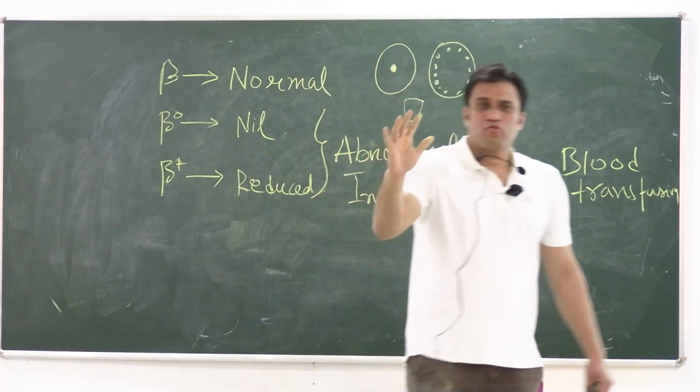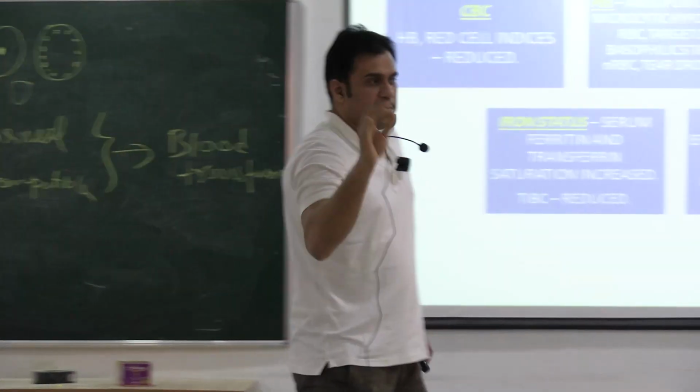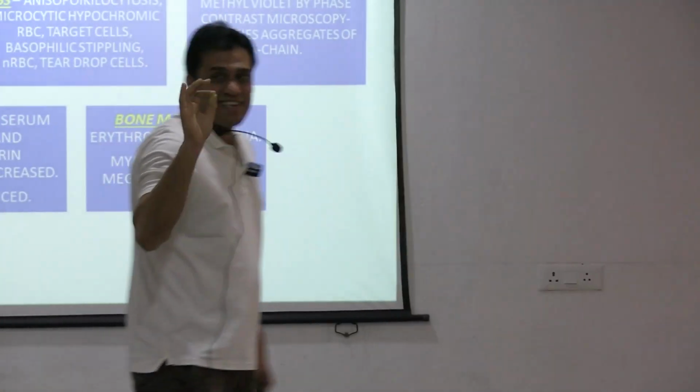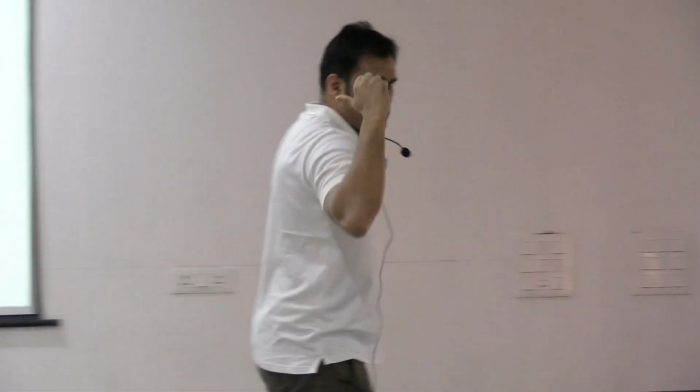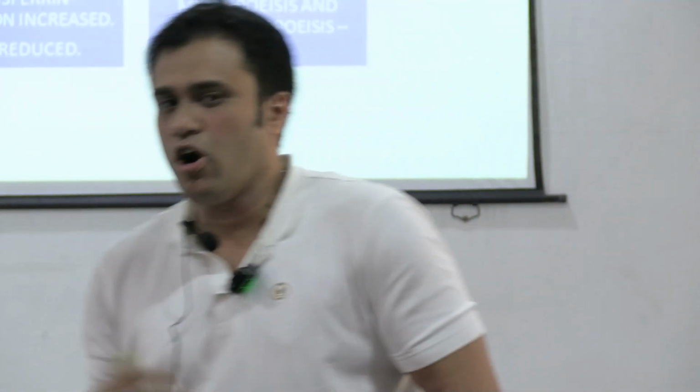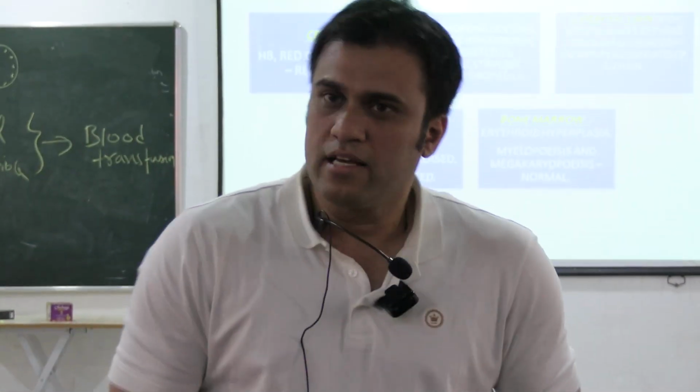So microcytic hypochromic RBCs mean a change in size, and teardrop cells, target cells and basophilic stippling are all changes in shape. A combination of change in size and change in shape gives rise to what is known as anisopoikilocytosis. If there were only microcytic hypochromic RBCs, what would we call it? Anisocytosis, change in size. But since there is also a shape change, with teardrop cells, target cells and basophilic stippling, we call it anisopoikilocytosis. Okay, change in size and shape.